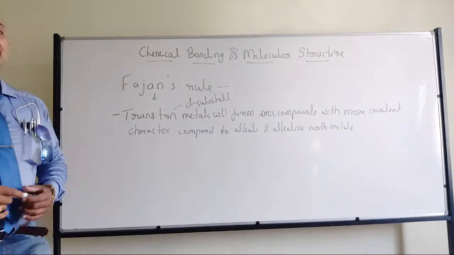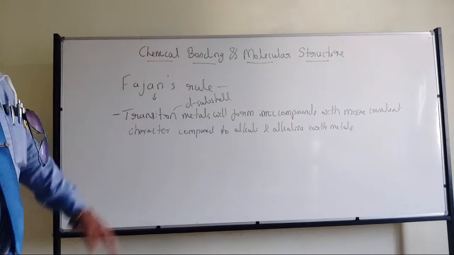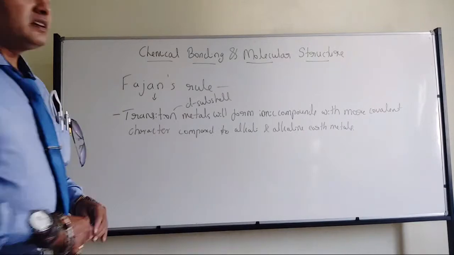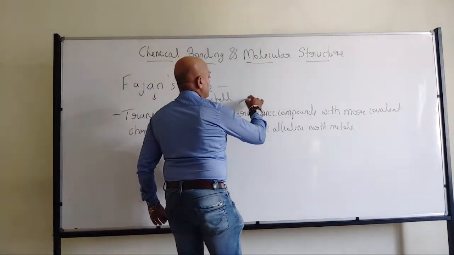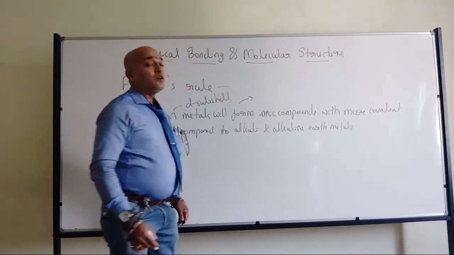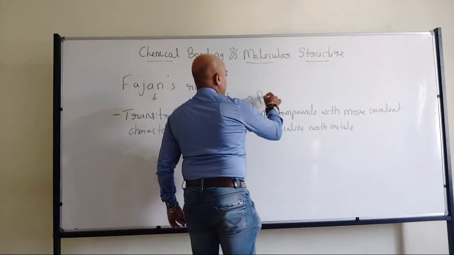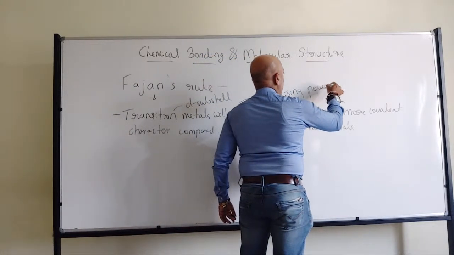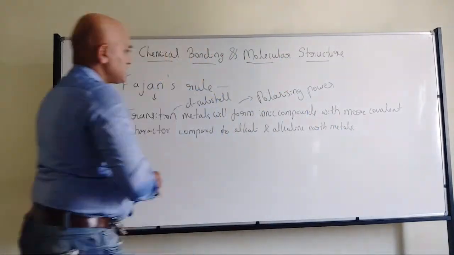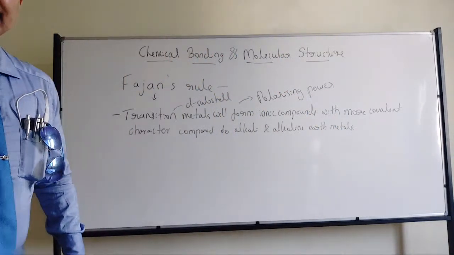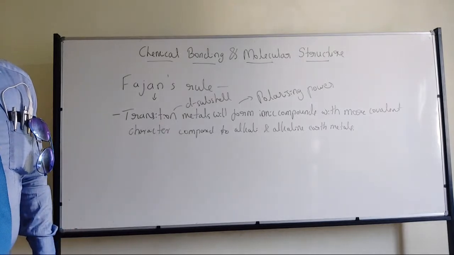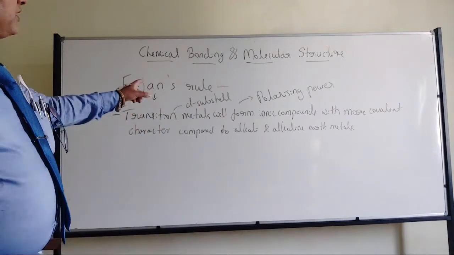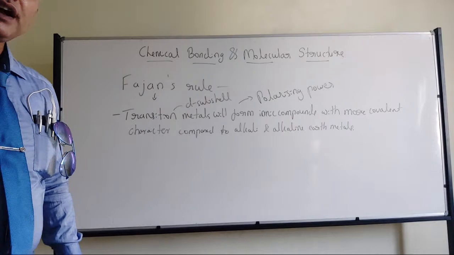Due to that, it will be having higher polarizing power. So therefore, they will form ionic compounds with more covalent character due to higher polarizing power. That means they can hold the anions more strongly. That's what polarizing power talks about. Due to the involvement of d-orbitals. All of you have understood?